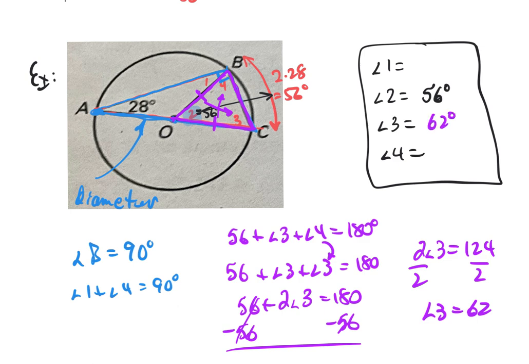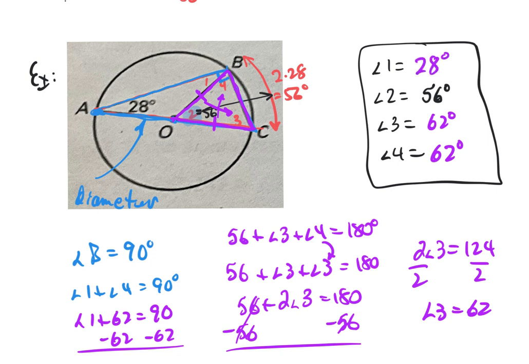But since angle 3 and angle 4 are equal, if angle 3 is 62, angle 4 is 62. And then finally we go back to the fact that all of angle B, big angle B, is 90 degrees. And now that we know angle 4 is 62, I can replace angle 4 with 62 and solve for angle 1 by subtracting 62 from both sides. And therefore, angle 1 is going to be equal to 90 degrees minus 62 degrees, which is 28 degrees. And we have all 4 of the missing angles.